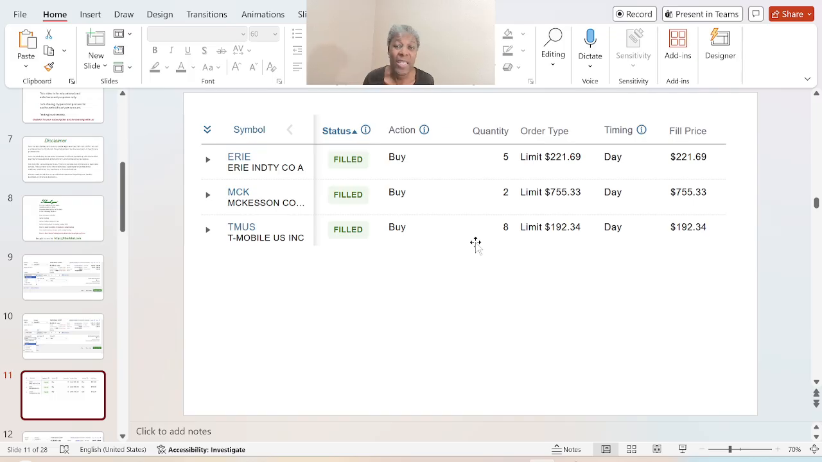So do you set a limit price when you are swing trading and you are placing your order?